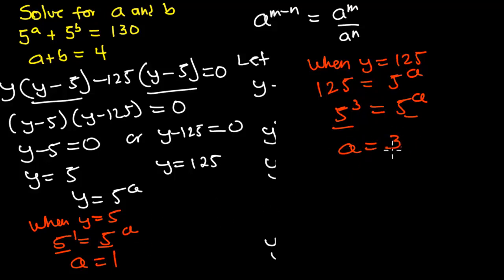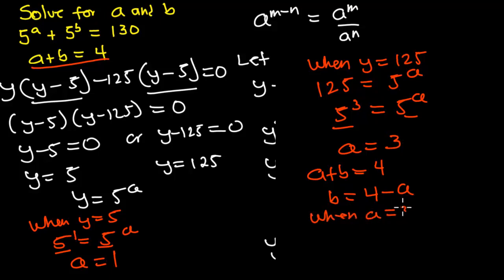So how do we get b? Now let's come back to this equation. We are given a plus b is equal to 4. So make b the subject, and b will be equal to 4 minus a. Now when a is equal to 3, then b will be equal to 4 minus 3, and then b will be equal to 1. And so we get 3, 1.